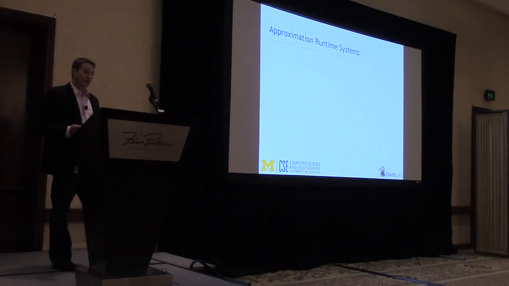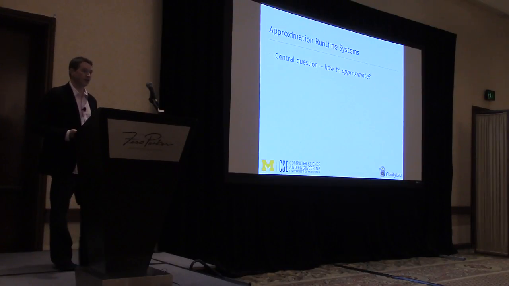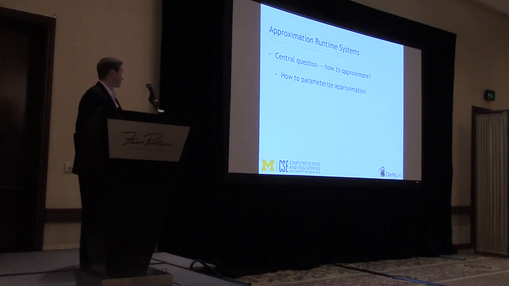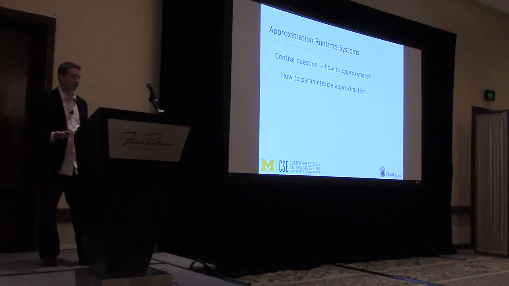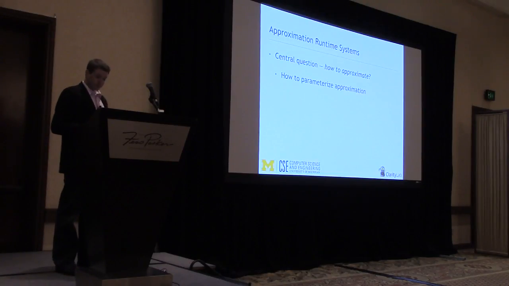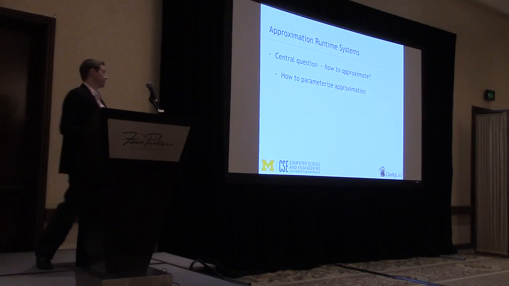So we're thinking about building approximate computing runtime systems. Really one of the central questions we have to answer is how do we approximate? So we can sort of decompose this into two parts. The first is how do we parameterize approximation? In many approximate computing techniques there are parameters. These are knobs that can be turned up and down to trade different amounts of accuracy for different amounts of performance.